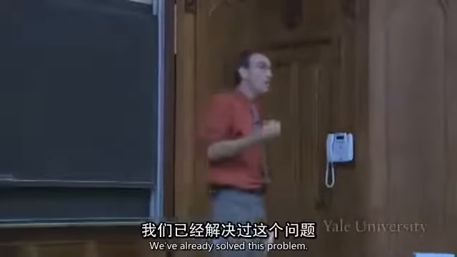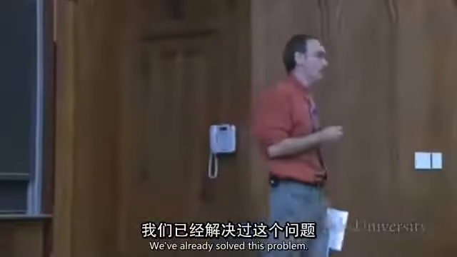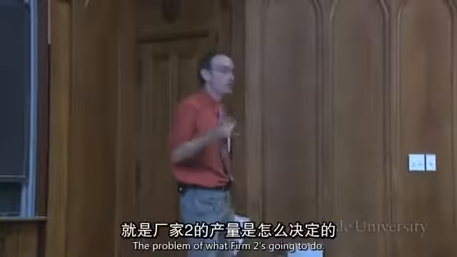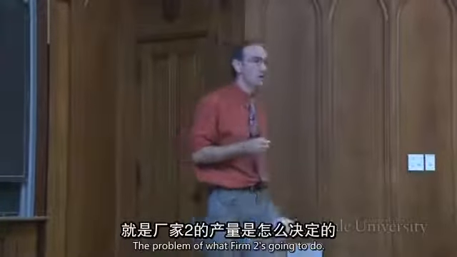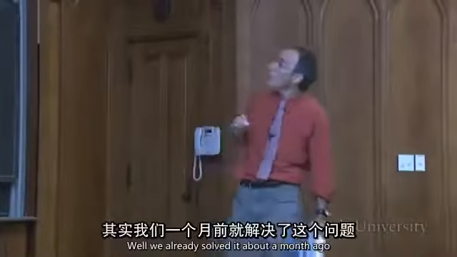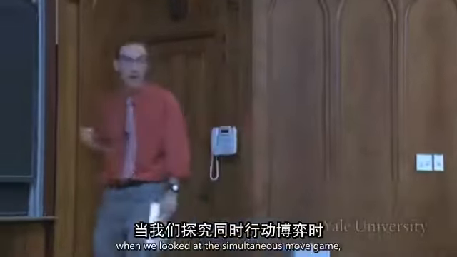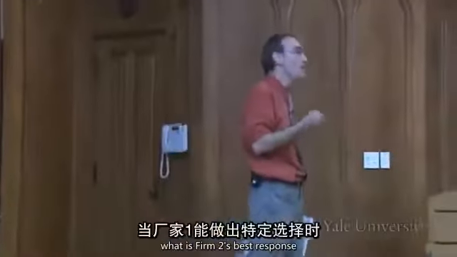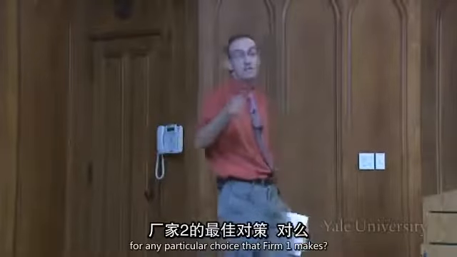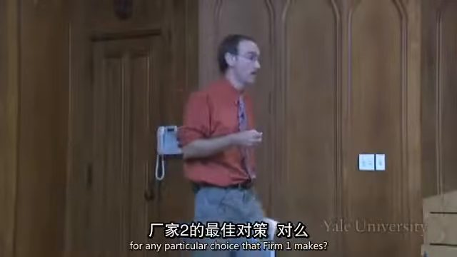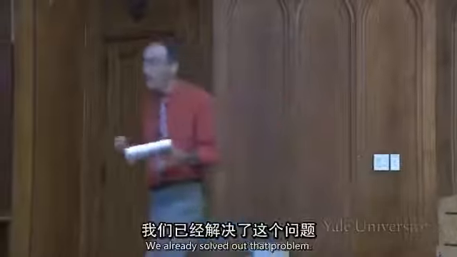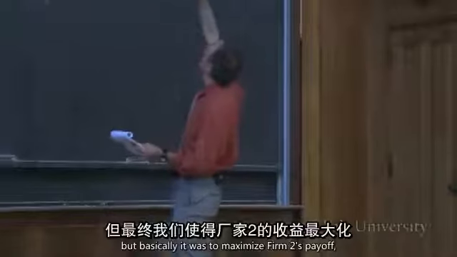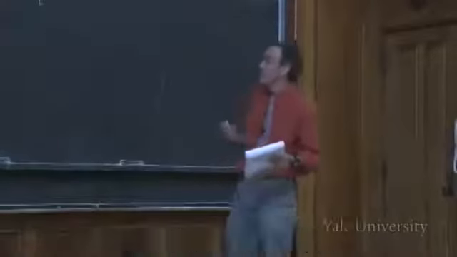So I claim we already know this. We've already solved this problem. When did we solve this problem? Anyone know when we solved this problem? The problem of what firm 2 is going to do? Well, we already solved it about a month ago when we looked at the simultaneous move game. Because what we worked out then was what is firm 2's best response for any particular choice that firm 1 makes. We already solved out that problem. It took us a while to solve out, but basically it was to maximize firm 2's payoff, taking as given firm 1.